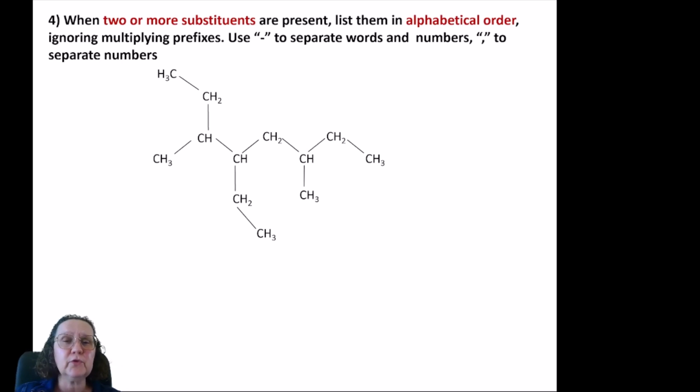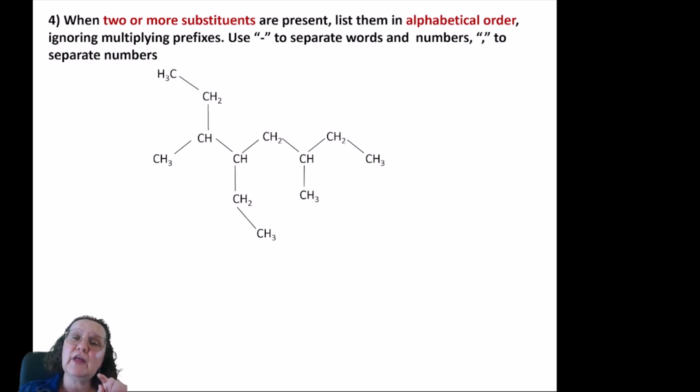This compound is more complicated, it has a longer chain, it has more substituents. When you have more than one substituent, you might need to use several numbers, or if they are both attached to the same carbon, you might need to use different numbers, and you will need to list them in alphabetical order. So if you have a methyl group, an ethyl group, a propyl group, you put them in alphabetical order.